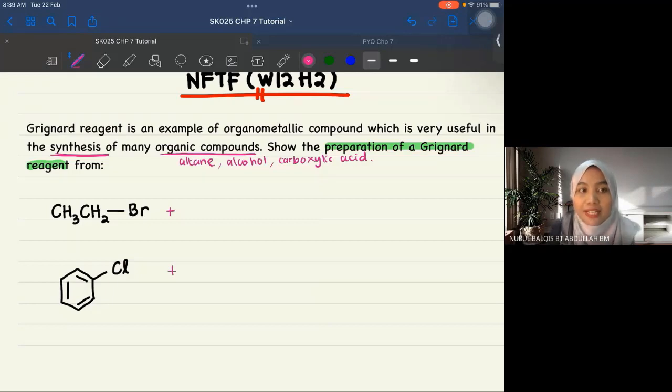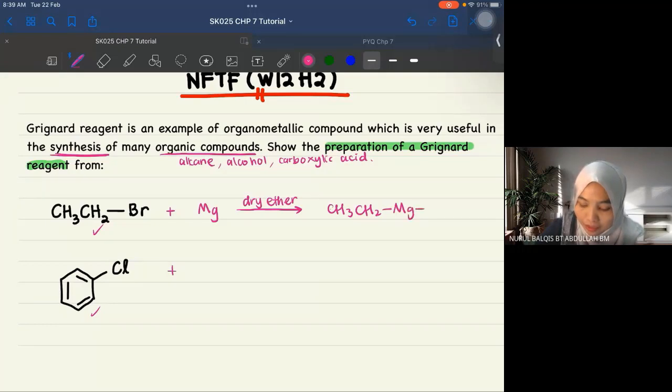Kita nak guna apa? Siapa yang kita nak masukkan? Kita akan modify this structure. Mg. Yes, we use this Mg metal, okay? Mg with the presence of dry ether. With the presence of dry ether, then only we can form our Grignard reagent, CH3, CH2, MgBr macam tu. Sebenarnya MgBr ni dia ada positif negatif lah. Tapi tak apa, kita tulis dia macam ni. Lagi, kalau yang ni pun sama juga. Magnesium. Kita akan prepare under the conditions of dry ether. Okay, barulah kita akan dapat.